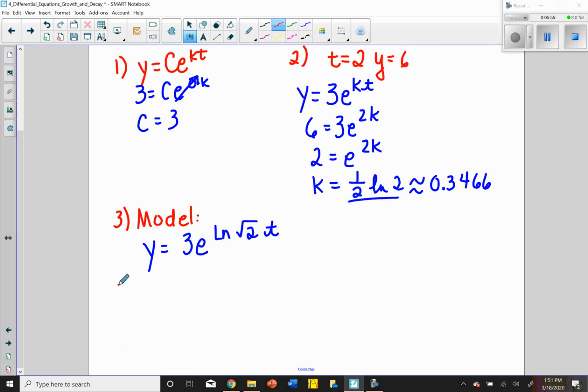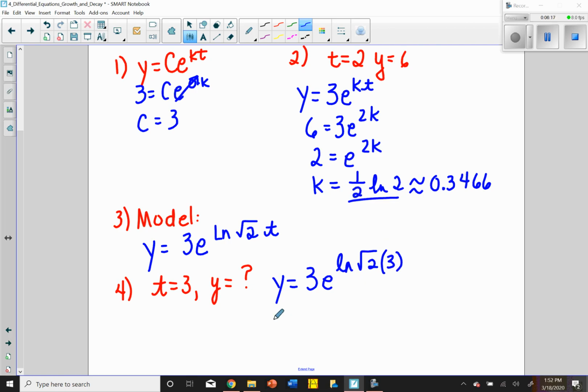So now we can use that model to solve. When t is 3, find y. So this would be a calculator question. y is 3e to the natural log square root of 2 times 3, and that's roughly 8.485 or 8.486, depending on how you want to round.